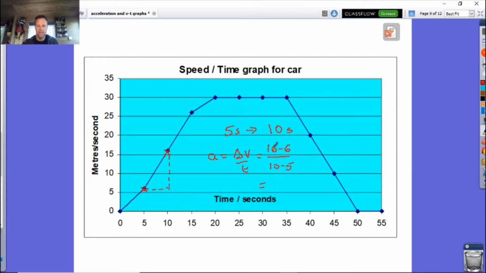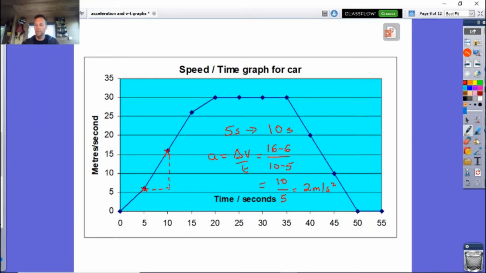In my book then, 16 minus 6 is going to be 10. Then you've got 10 minus 5 is going to be 5. Therefore, that pops out as 2 meters per second squared. And that's basically how you work out those 2 points there going across nicely.